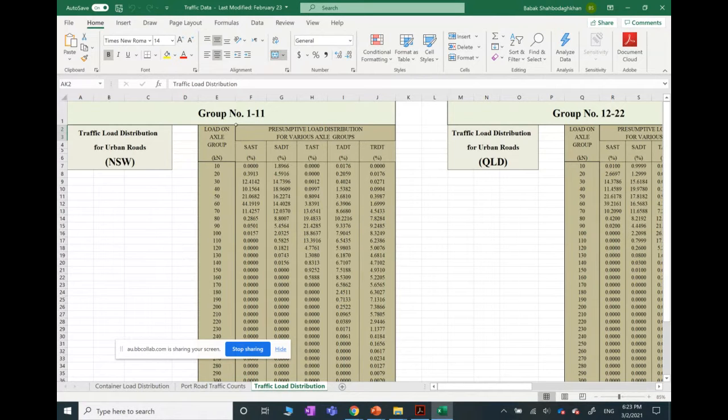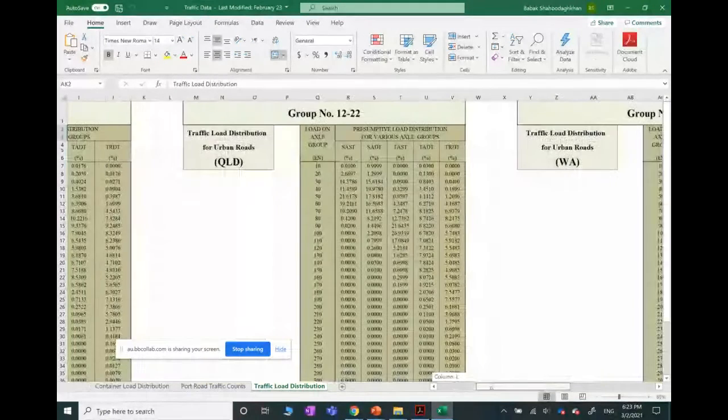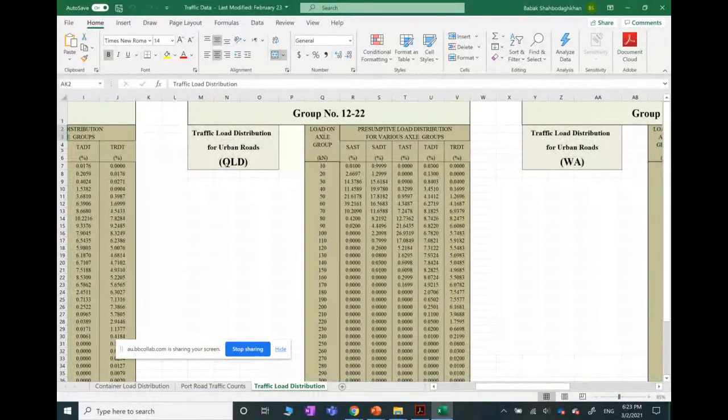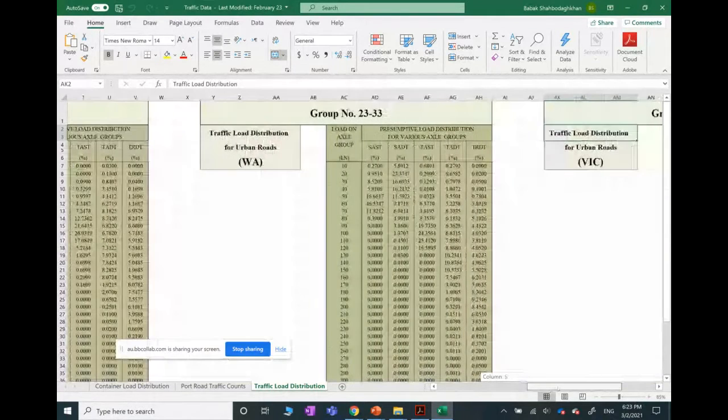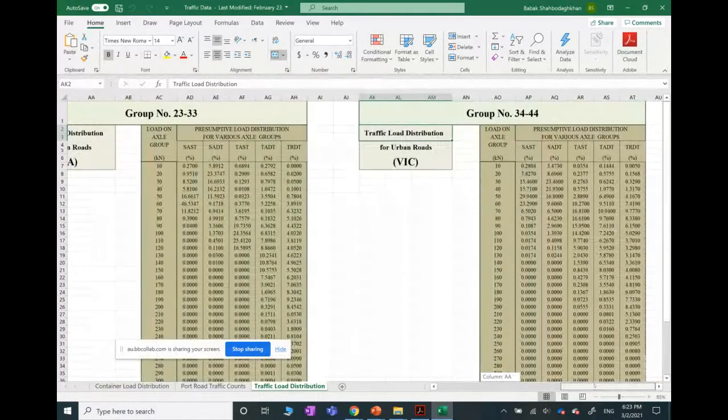And you can decide about the load distribution based on your group number. For example, group number 1 to 11 should use the load distribution for New South Wales. Group number 12 to 22, load distribution of Queensland, WA, as well as Victoria.